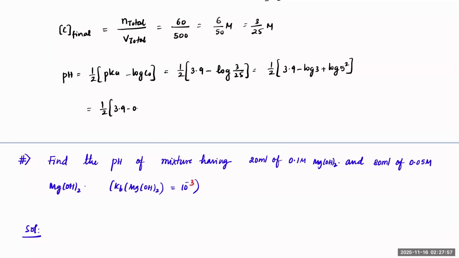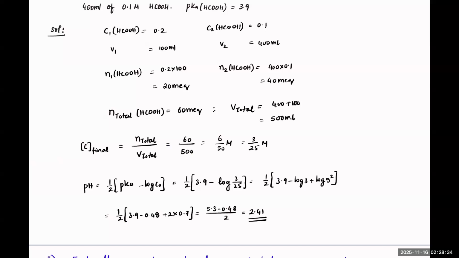That is equal to half of 3.9 minus 0.47 or 48. That is the value of log 3, correct? 0.48 is the value of log 3, plus 2 times log 5. Log 5 is always 0.7, which makes 1.4. So in total, I'm getting 5.3 here plus 1 minus 0.48. So 5.3 minus 0.48 divided by 2. So that is coming as 2.41. So this is the pH value of the mixed acids together.